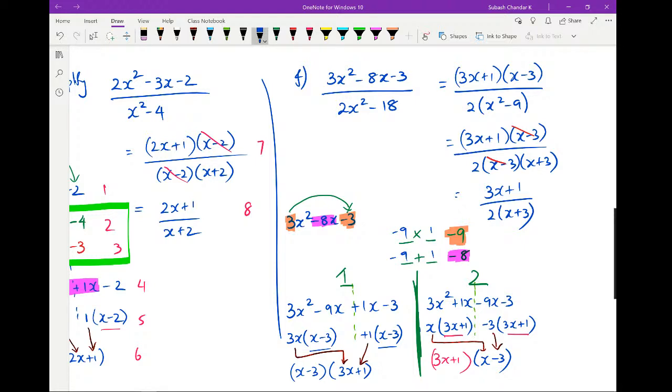With the denominator, you don't have to expand it. You can actually leave it as it is, as 2 times x plus 3.